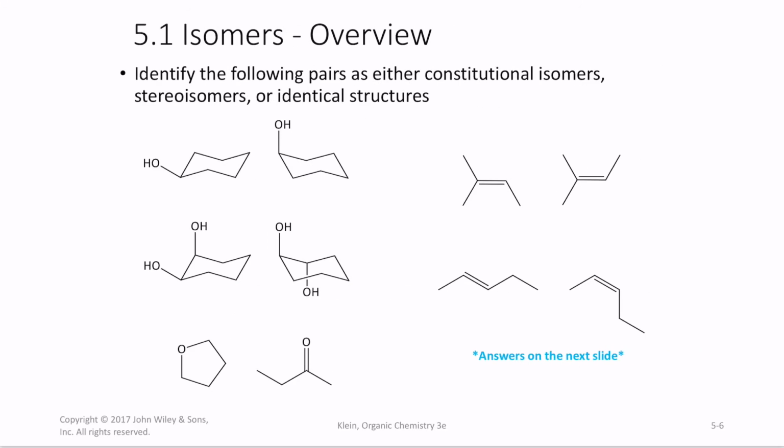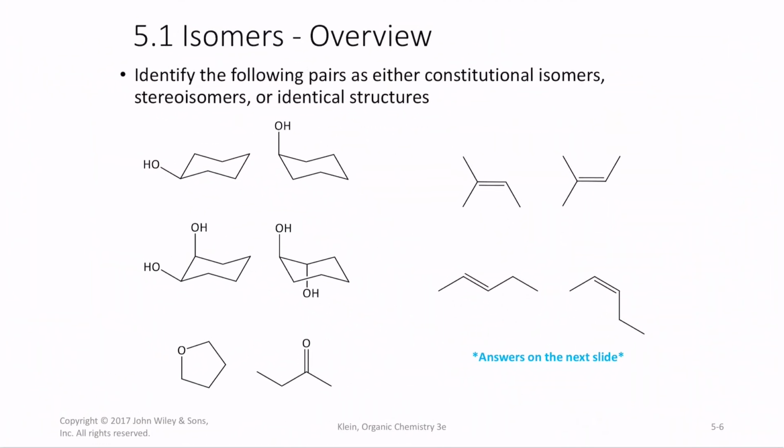Now let's look at each of these problems and see if we can find out whether they are stereoisomers, constitutional isomers, or identical structures. Let's start with the first problem. Notice that in the first problem, this group is in the axial position and here it's in the equatorial position. But still, both of them are on the top. So these are identical molecules.